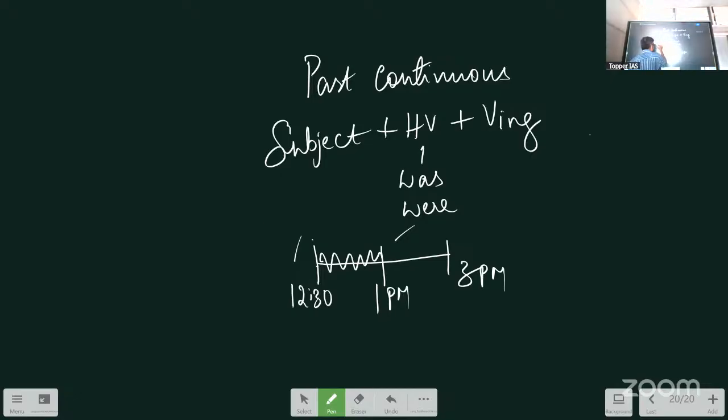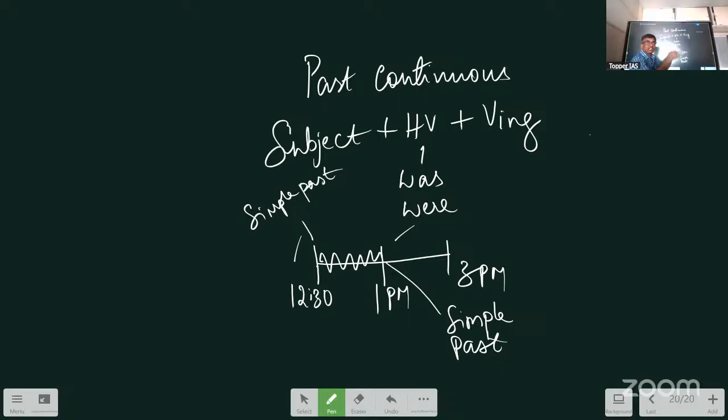This is one simple past, and this is another simple past. So there are two simple pasts. And whatever happens in between two simple pasts is past continuous. So I can say, I was riding my bike, because at 12:30 I left home and I reached Toppers at 1 p.m. Both are simple past, because now it is 3 o'clock. What happened in between two simple pasts is past continuous.